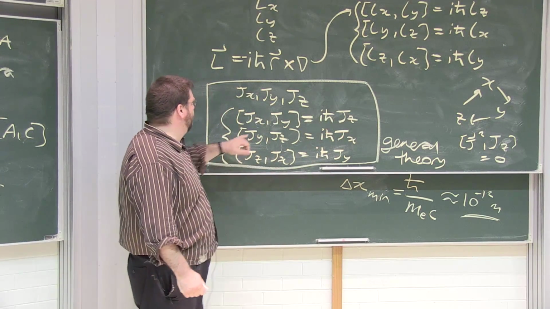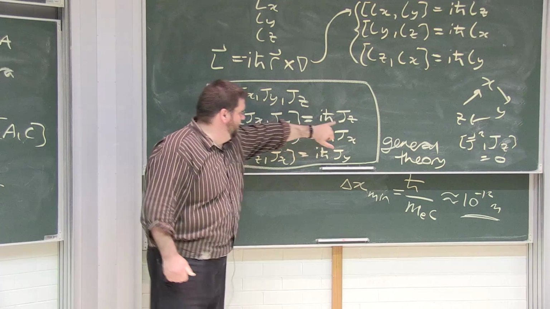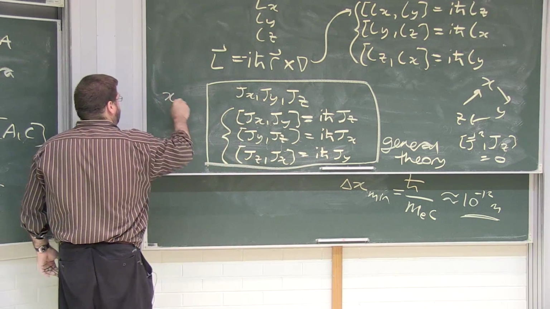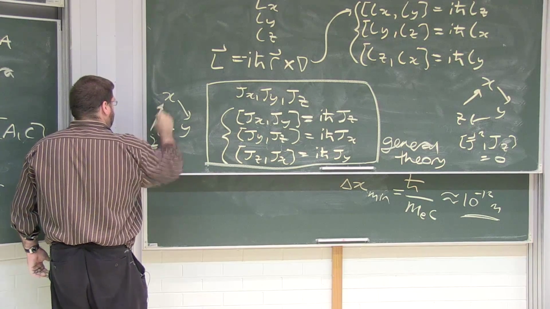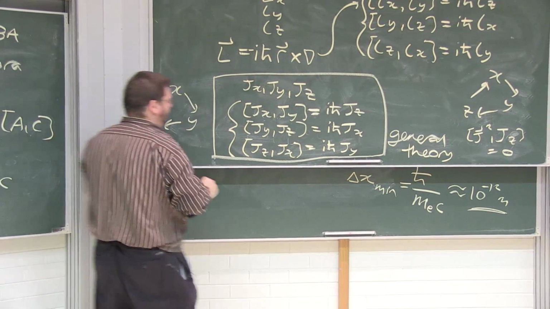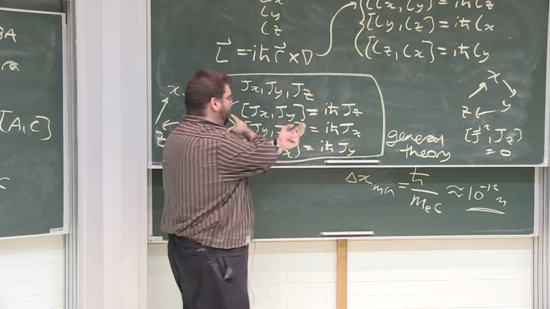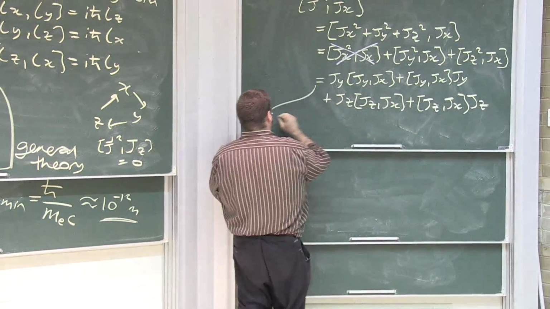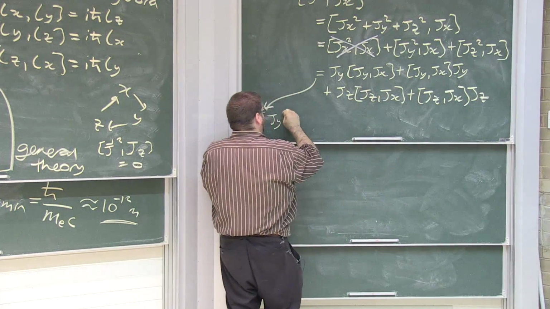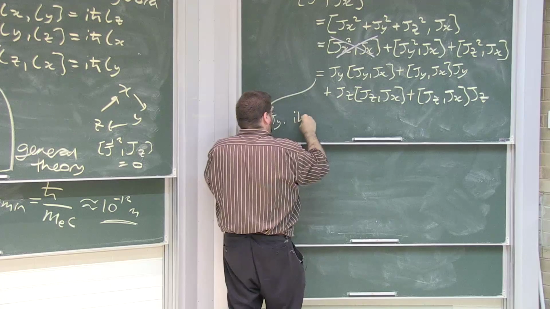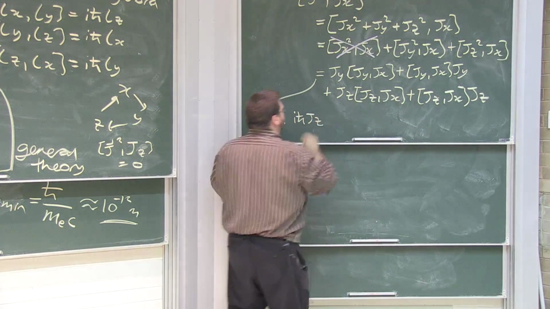Is it a plus or a minus? Well, if it's X, Y, Z, cyclic order, then it'll be a plus iħ. If it's around the other way, you'll have a negative. So let's do that. Jy, here we have Jy, Jx. It's going to be iħ Jz.